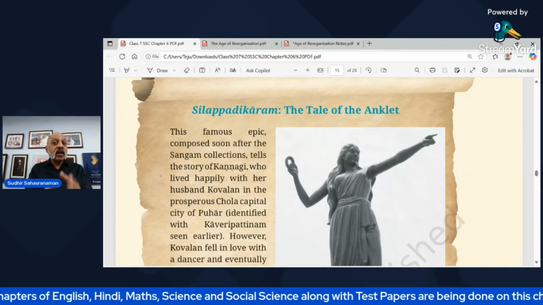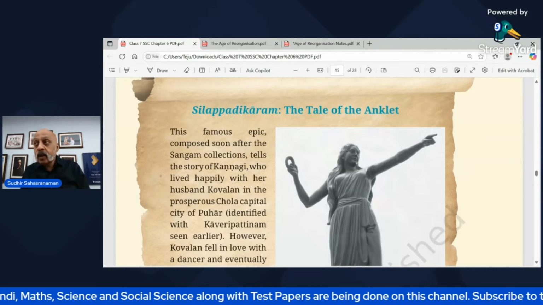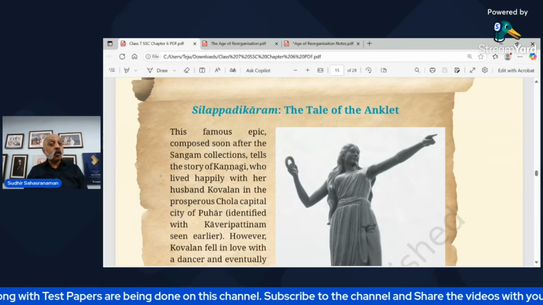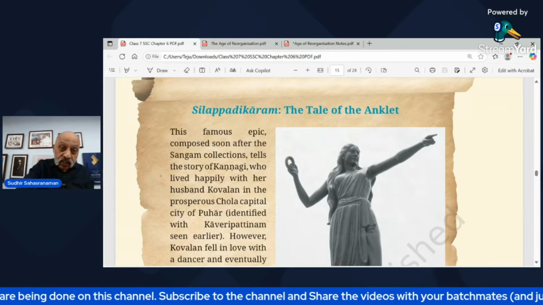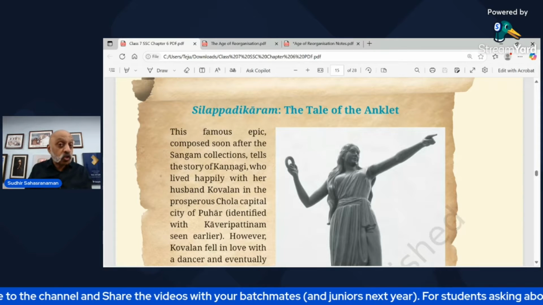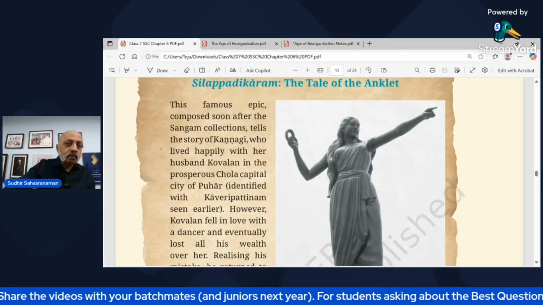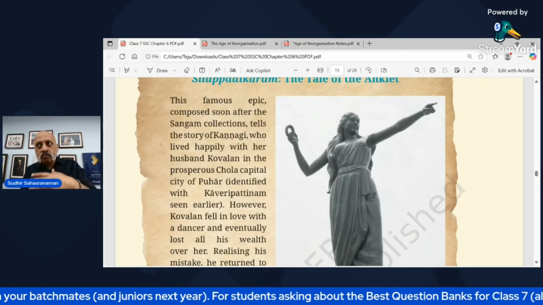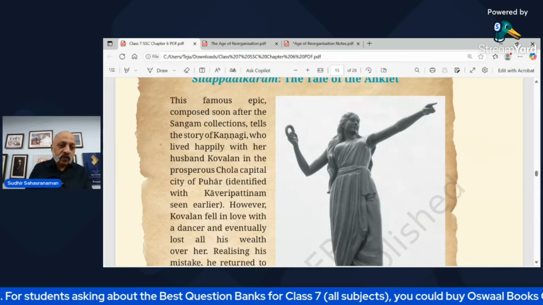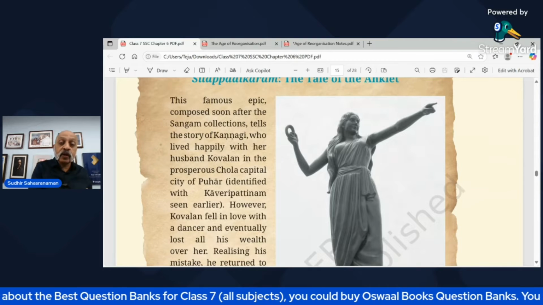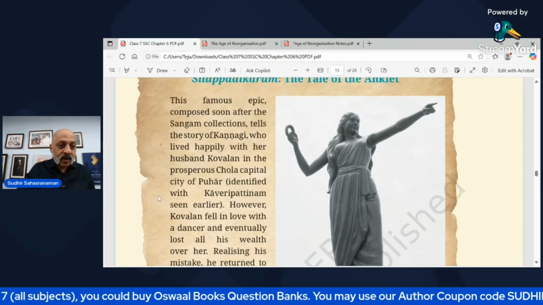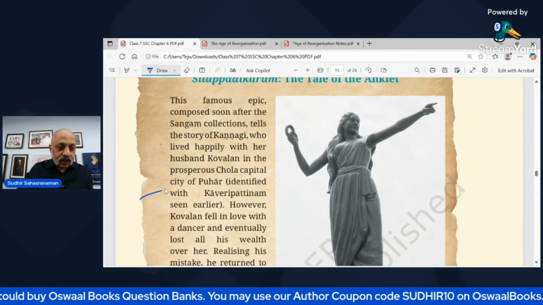Now Kannagi, if any of you is from Chennai, if you go to Marina Beach, you would find a statue of Kannagi there. What is she holding? She is holding the anklet, right? And her hair is open. What is the story of Kannagi? It's an extremely important story of courage and devotion. It's the story of Kannagi, who lived with her husband, whose name was Kovalan, in Puhar, which was basically Kaveripattinam. She lived there.